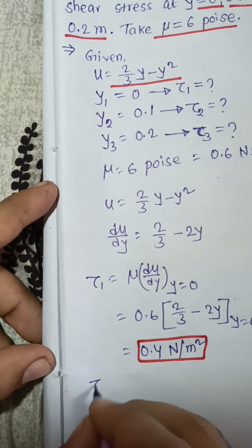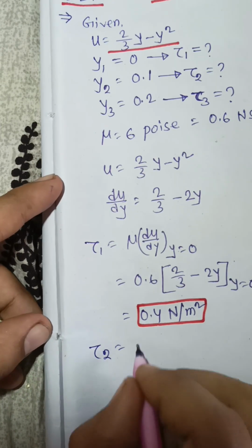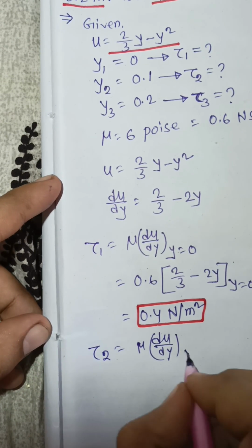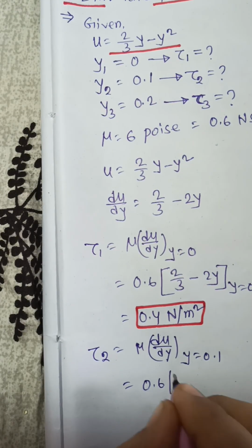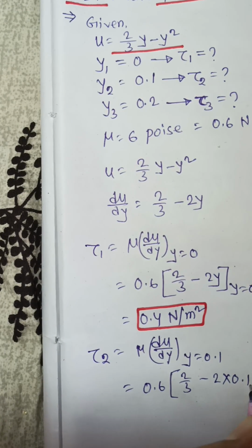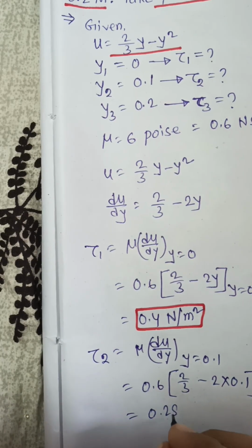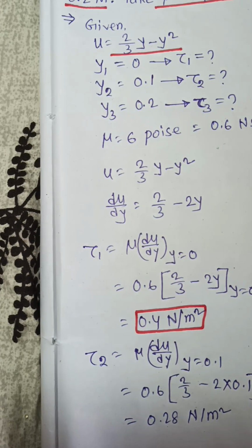Now tau 2. So tau 2 is equal to mu into du by dy at y equal to 0.1. So mu, that is 0.6 into 2 by 3 minus 2 into 0.1. So the answer will be 0.28 Newton per meter square. So this will be the second answer.